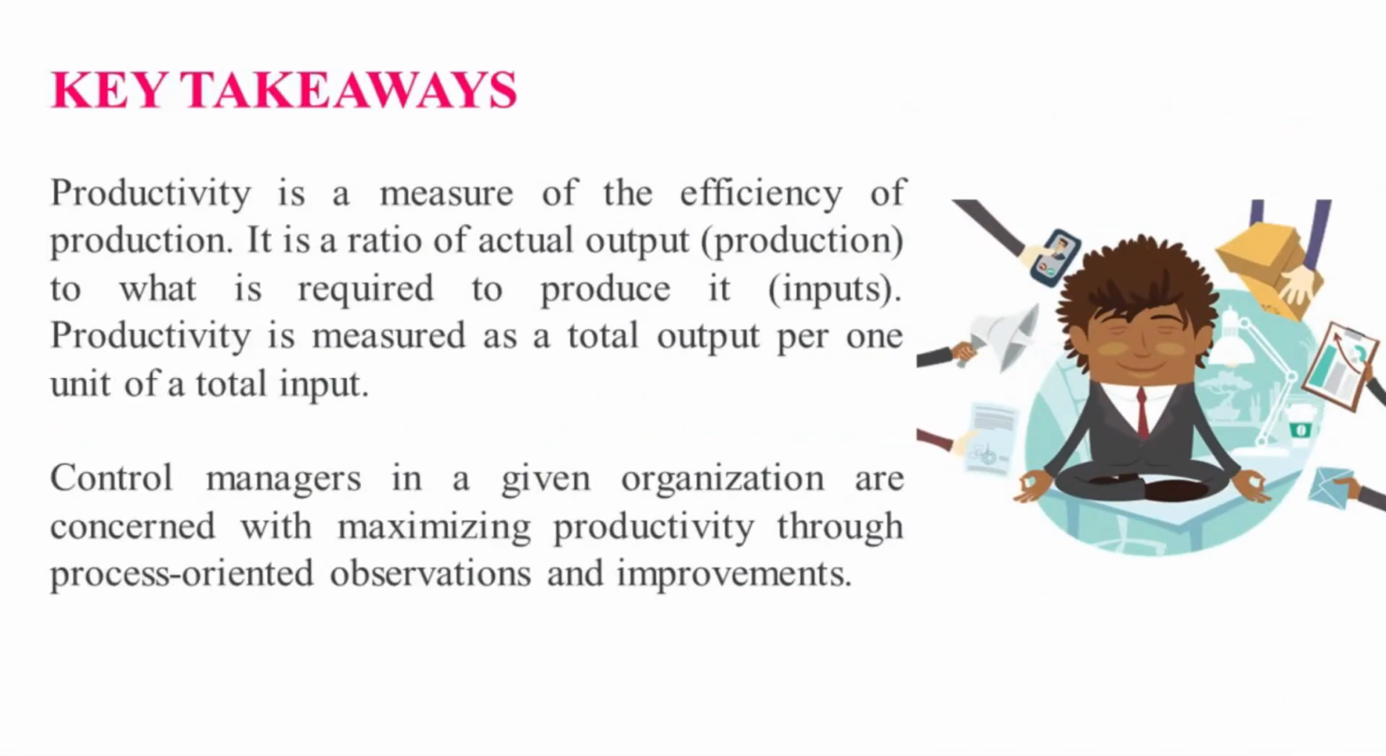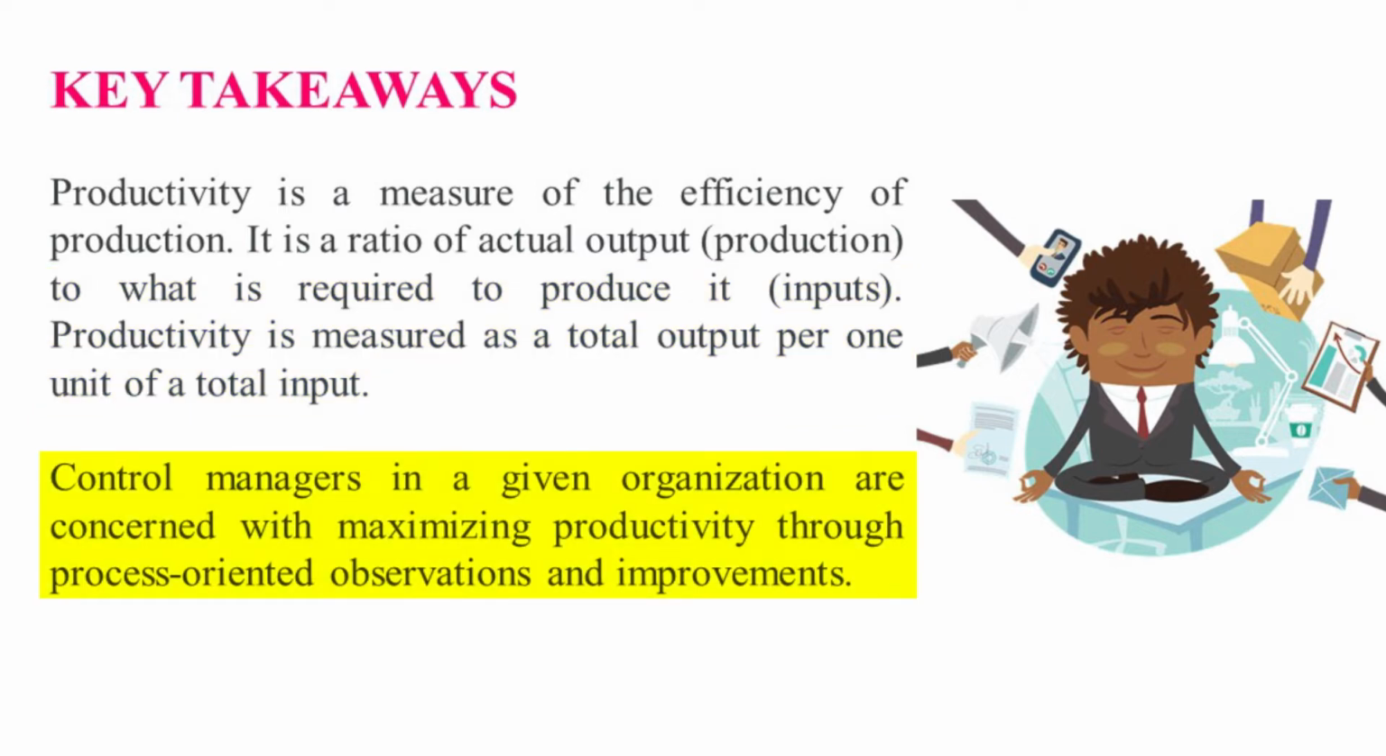Key takeaways. Productivity is a measure of efficiency of production. It is a ratio of actual output, that is production, to what is required to produce it, that is inputs. Productivity is measured as a total output per one unit of a total input.